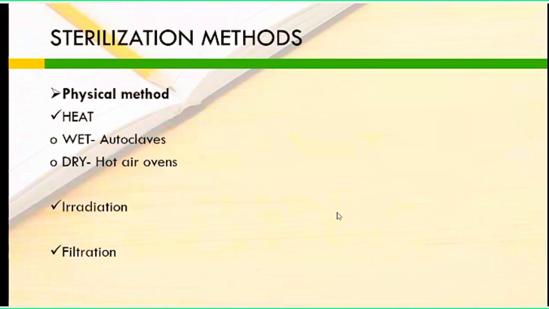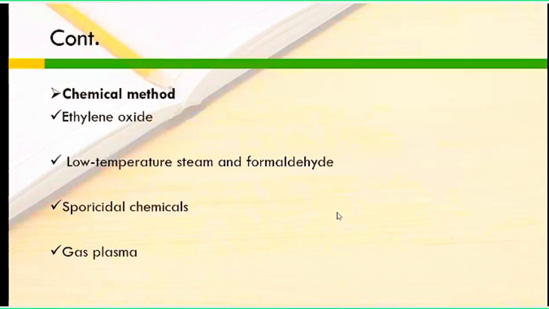Sterilization method is another type of decontamination. So the sterilization method can be physical and it can be chemical. So physical includes use of autoclaves, while the dry one involves use of air ovens. Then we have radiation as another physical method of sterilization, and then we have filtration as well. Then you can have chemical method as a method of sterilization. So examples include the use of ethylene oxide, gas plasma, sporicidal chemicals, low temperature steam, and formaldehyde.